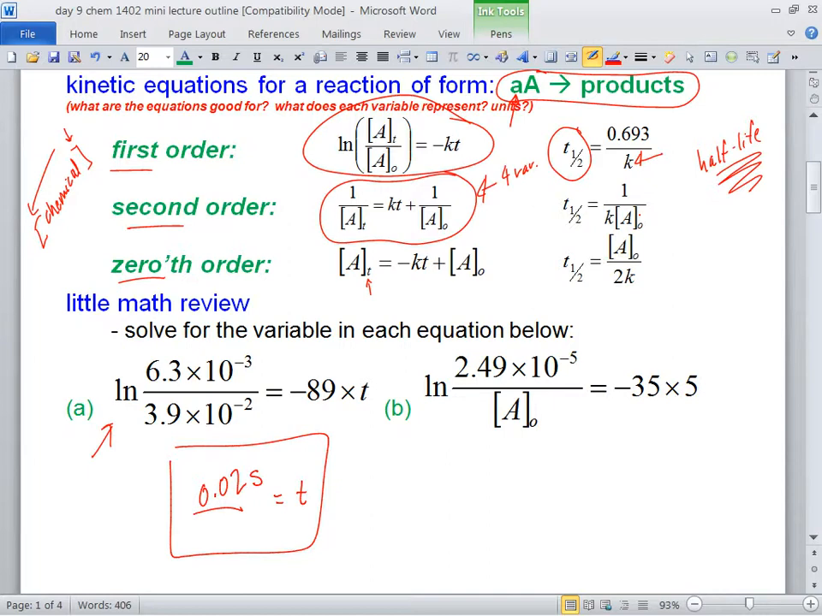Okay, Kendall, did you get it? Okay. How would you do? Okay, help her out. Let's pick somebody else here. Alyssa, you didn't get it? Okay. To take the 6.3 times 10 negative 3 first. Right? You know how to get that in the calculator? Use the EXP to get 10 negative 3. Divide it by 3.9 times 10 negative 2. And then hit equals. And then ln. And then divide by negative 89.